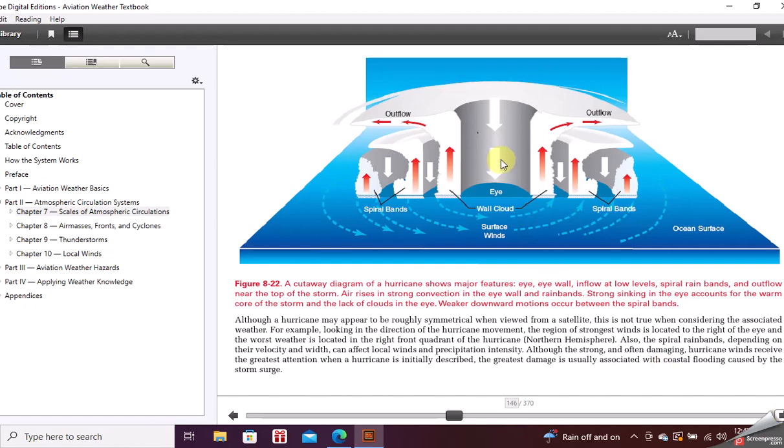And here you can see the eye has the lowest pressure, but has sinking air in it. The eye of an extratropical storm doesn't have sinking air in it. It has intense rising air. So you wind up with the worst conditions right around the center. They're right on the center, literally, of an extratropical low. The worst conditions here are in the eye wall, which are outside the eye.